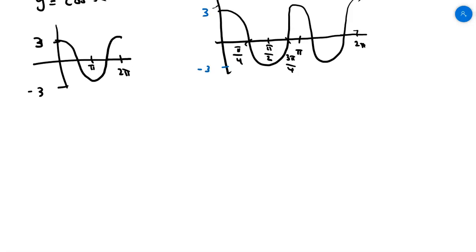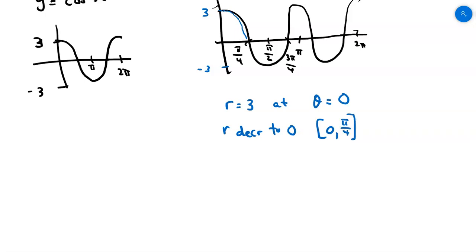This is -3 down the bottom here. This starts with a radius of 3 at theta equals 0. Then what does the radius do? The radius decreases from 0 to pi over 4. So the radius decreases to 0 on the interval from 0 to pi over 4. Okay? Then it keeps decreasing, right?